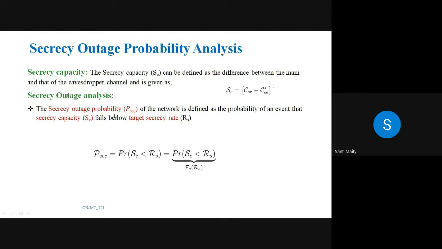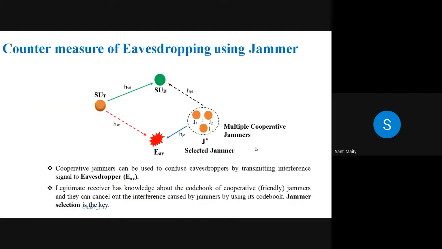So secrecy outage probability means the probability that the secrecy capacity falls below the target rate. That's the quantification of the security, which is not met in cryptographic techniques. And this is the coming days' technology. People are exploring and working on physical layer security, surveillance, and many other applications. This is the technology that could be used. Of course, cryptography can be coupled with this to tighten the security even more.